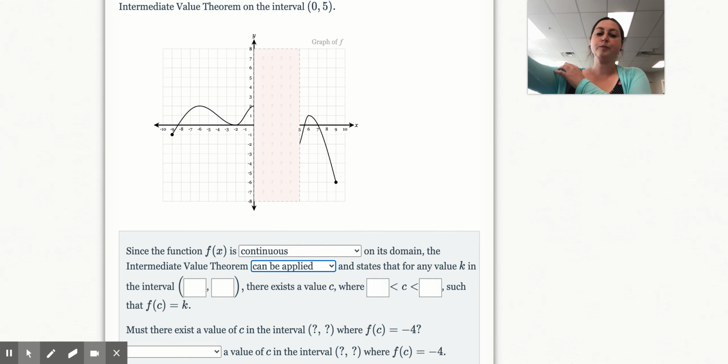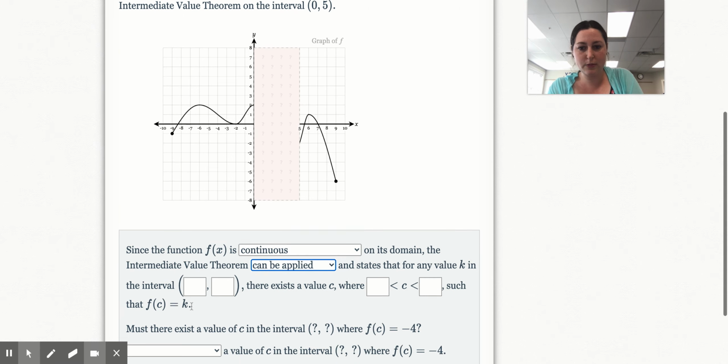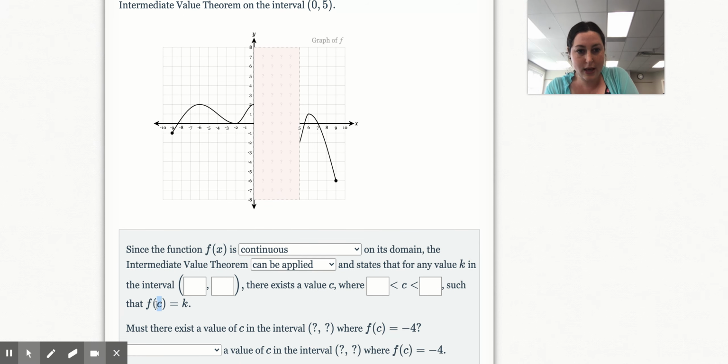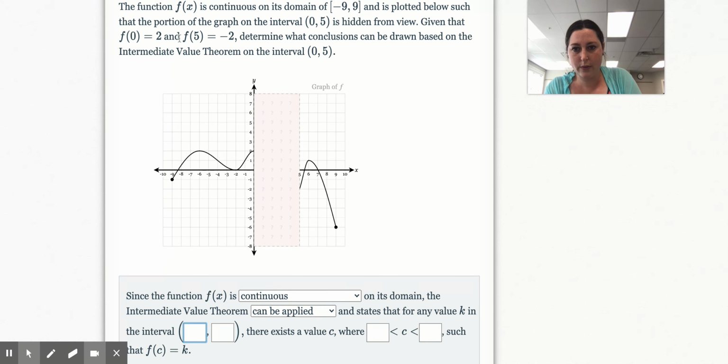Okay, so therefore, for any value k, there exists a c such that f of c is k. So just to be clear, in f of c, c is the x, and f of c equals k, so k is the y. So for any k value, we're talking about the y value. So the y values are going from -2 to 2. Again, smallest y value to the biggest y value.